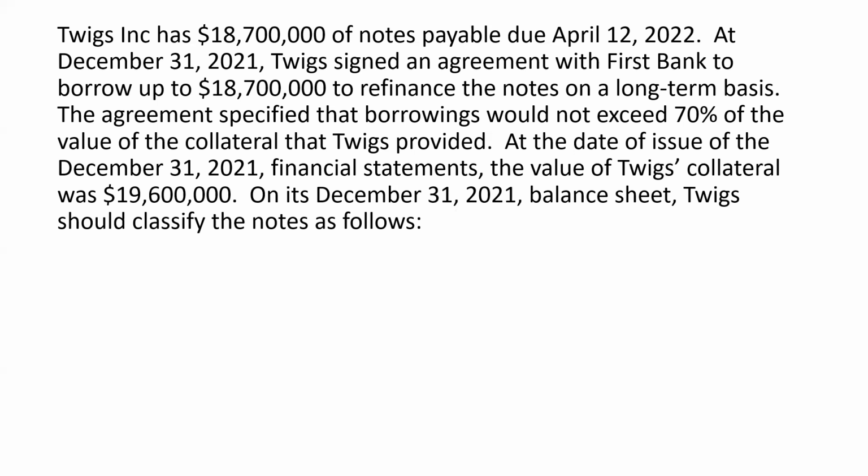The value of Twigs collateral was $19,600,000. On its December 31st, 2021 balance sheet, Twigs should classify the notes as follows. So you're going to have to determine how much is going to be short-term, how much is going to be long-term.